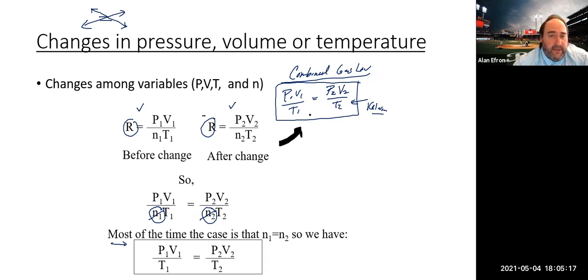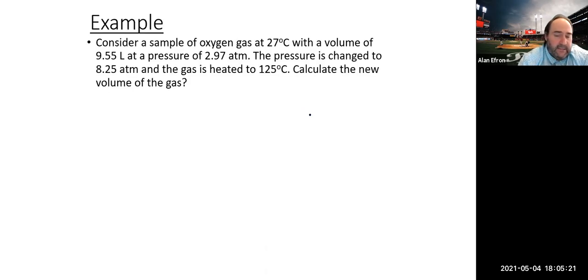All right, so let's try this and see how we do on the rearranging front. Consider a sample of oxygen gas, 27 degrees at 9.55 and a pressure of 2.97. We change the pressure to 8.25 and we heat it to 125. Calculate the new volume of the gas. So take a minute or two to see what you come up with.